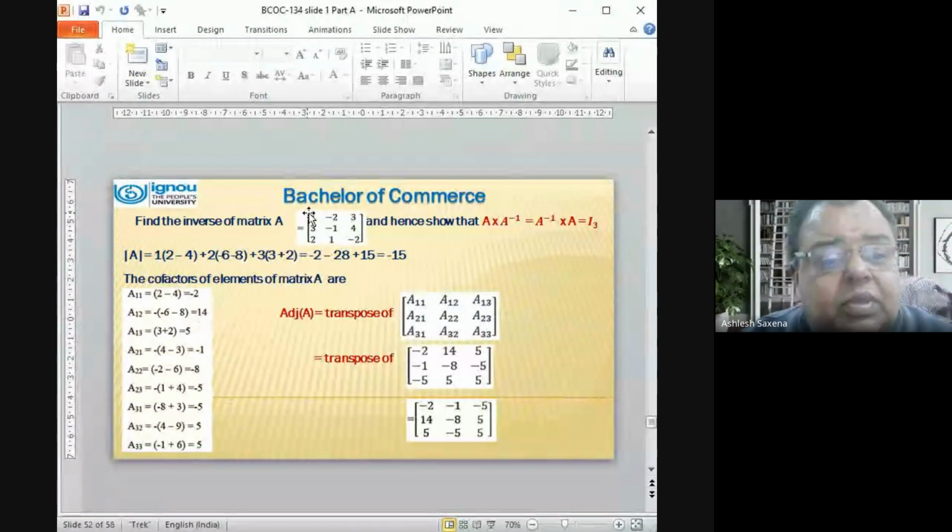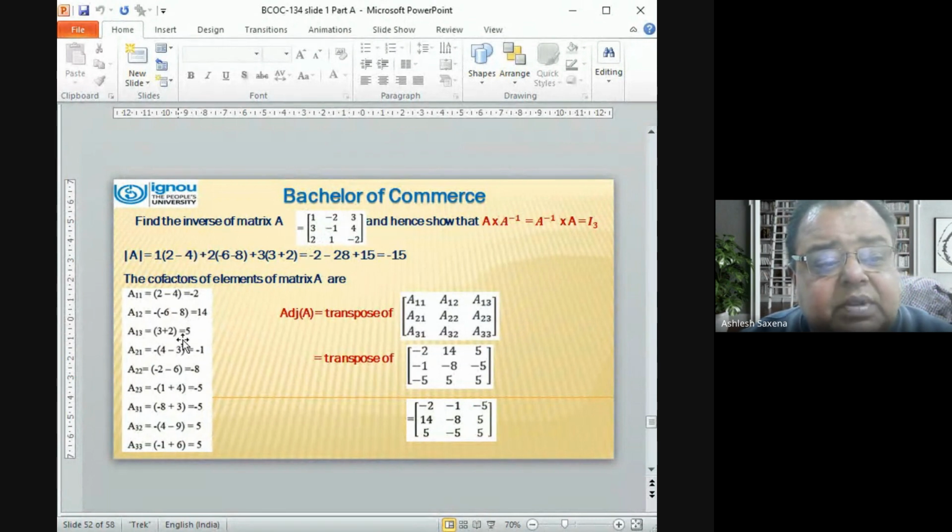Third one, 1, 3. Remove this, remove this. You are left with this part. 3 into 1, 3. Minus into minus plus, plus 1 into 2 is 2. That is 3 plus 2. That will become 5. You can see over here, that is 5. First part has been solved.